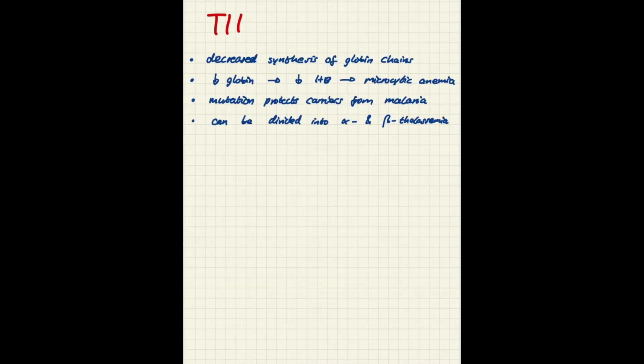Thalassemia is caused by a decreased synthesis of globin chains. A decrease of globin leads to a decrease of HB and microcytic anemia. The mutation protects carriers from malaria. It can be divided into alpha and beta thalassemia.